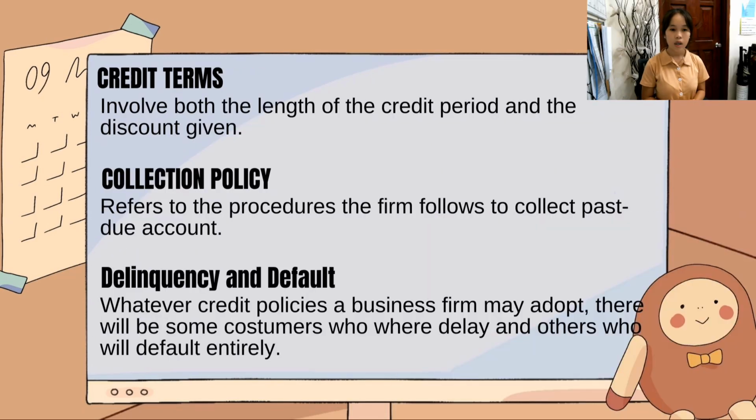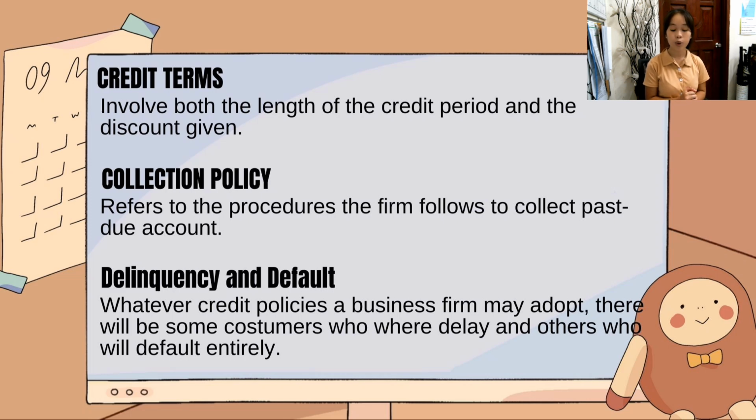And next is credit terms. Credit terms involve both the length of the credit period and the discount given. The credit period is the length of time buyers are given to pay for their purchase. Discounts are price reductions for early payment. The discount specifies the percentage reduced and when payment must be made to be eligible for the discount.